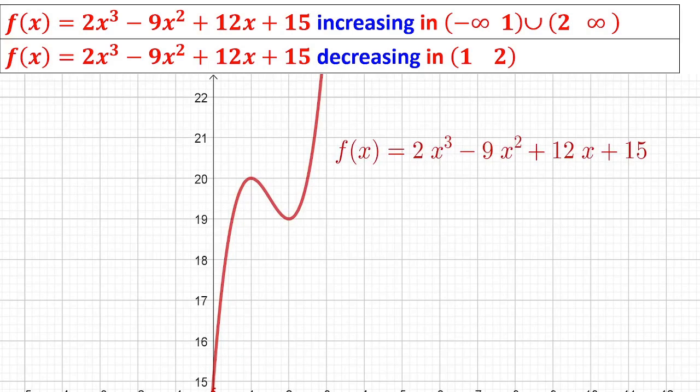You are seeing that in the graph from minus infinity to 1, it is going up. From 1 to 2, it is coming down. From 2 to infinity, once again, it is going up.